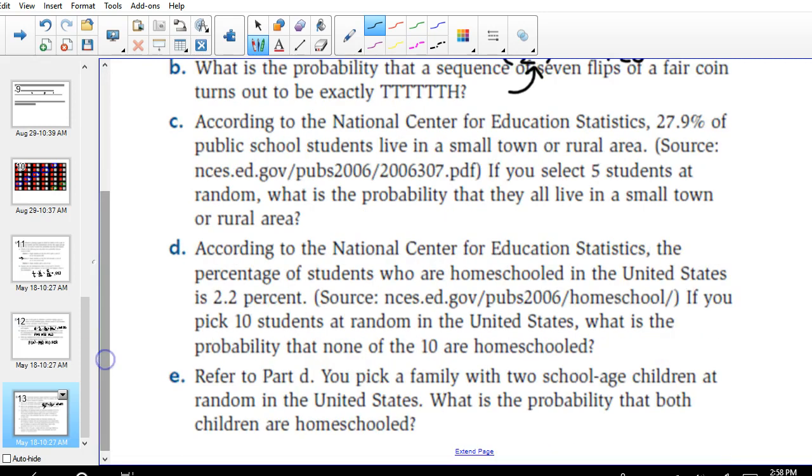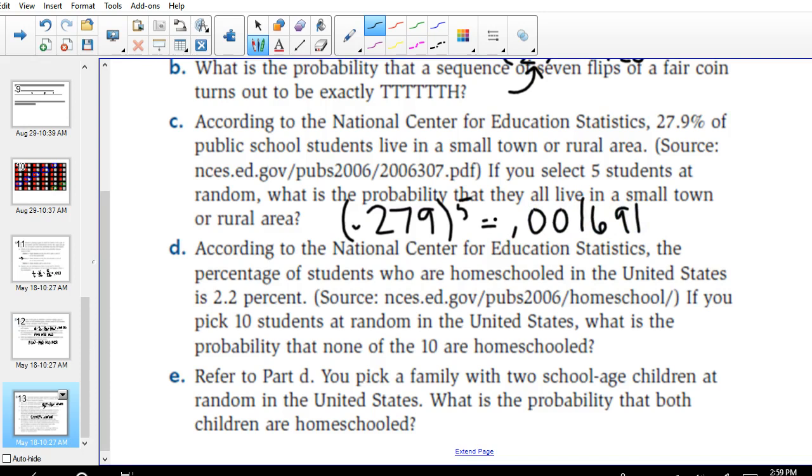Okay, for C, it says according to the National Center of Education Statistics, 27.9% of public school students live in a small town or rural area. If you select 5 students at random, what is the probability that they all live in a small town or rural area? So in this case, we're selecting 5 students at random. So the first pick does not affect the second pick or the third pick or the fourth pick. So there's a 27.9% chance that they live in a small town or rural area. So we would have 0.279, make it a decimal there, and we would multiply that by itself 5 times to see if they all live in that rural area. And so if we do that, 0.279 to the 5th power, we're going to get 0.001691. It's a very small chance that all 5 of them would be in a rural area.